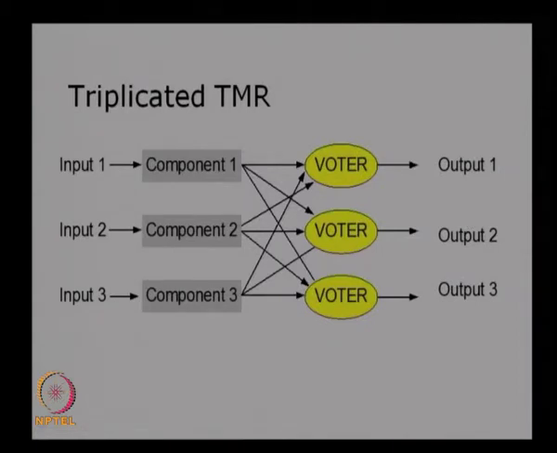As the name suggests, triplicated TMR has three voters. We have triple modular redundancy as a building block, and then we triplicate it. So, there are three voters here, and the single point failure is eliminated. Then we have the output voter. We take output 1, output 2 and output 3 from these voters. As you can see, the output from component 1 is given to the three voters. Similarly, component 2 is given to the three voters, and the output of component 3 is also given to the three voters.